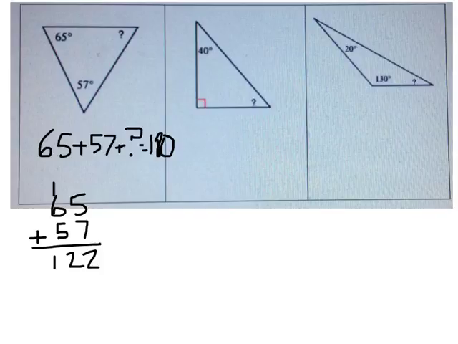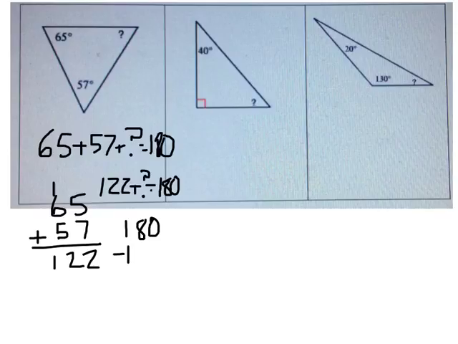Now I can find the missing angle by subtracting 180 minus 122. What's 180 minus 122?